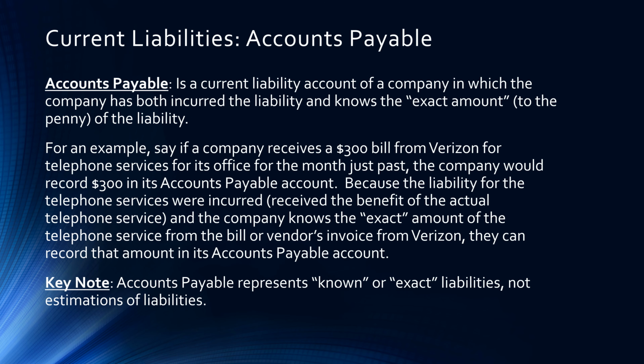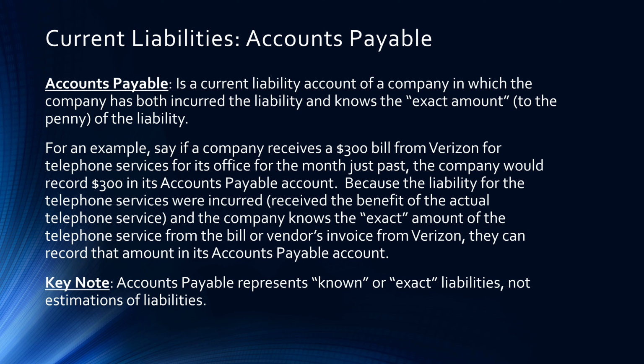So current liabilities, accounts payable. Accounts payable is a current liability account of a company in which the company has both incurred the liability and knows the exact amount of the liability to the penny. And the reason why I put quotation marks around the phrase exact amount is because I want you to associate that phrase with accounts payable.